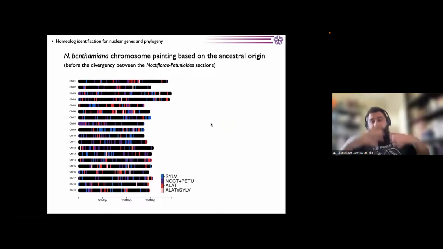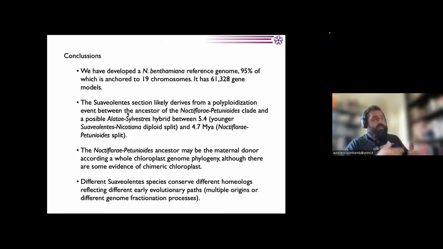So if we change colors again, thinking that we don't have Noctiflorae or Petunoides, but maybe their ancestor, this is how the chromosome painting would look. Okay, so now just the conclusions, just wrapping up.